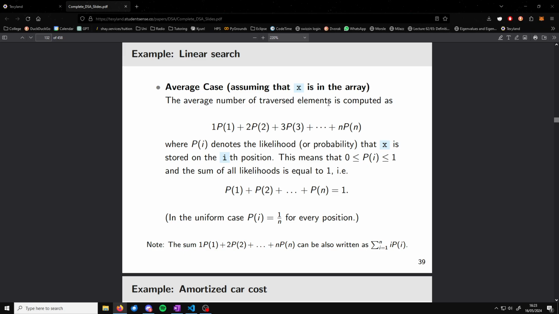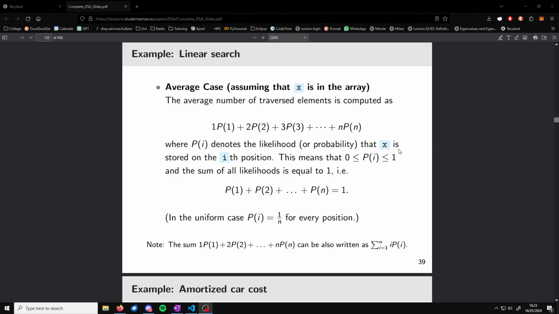The average number of traversed elements is 1 times p1, so this is the likelihood or probability that that happens. Assuming that all of it's uniform, these would all just be equal. So in the uniform case, pi equals 1 over n for every position.